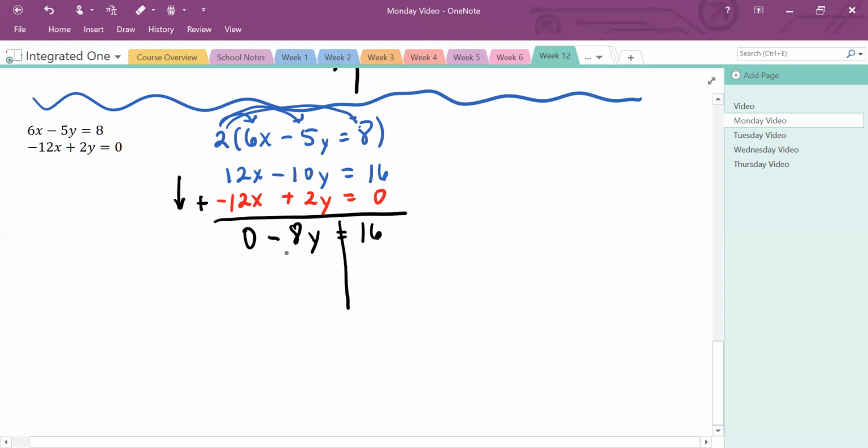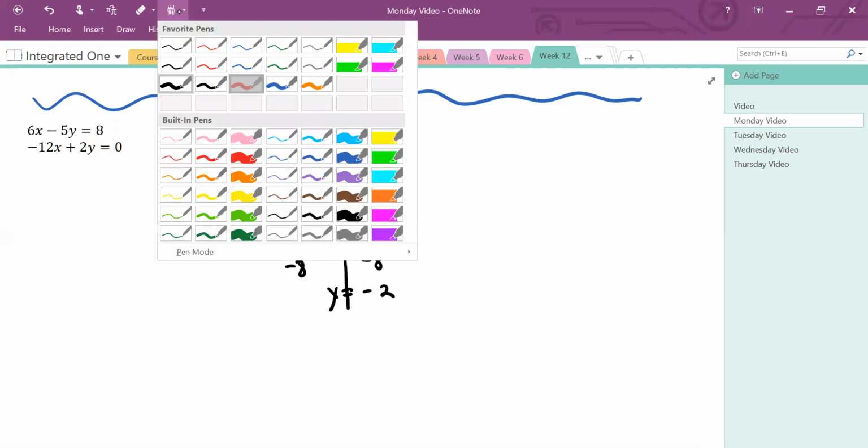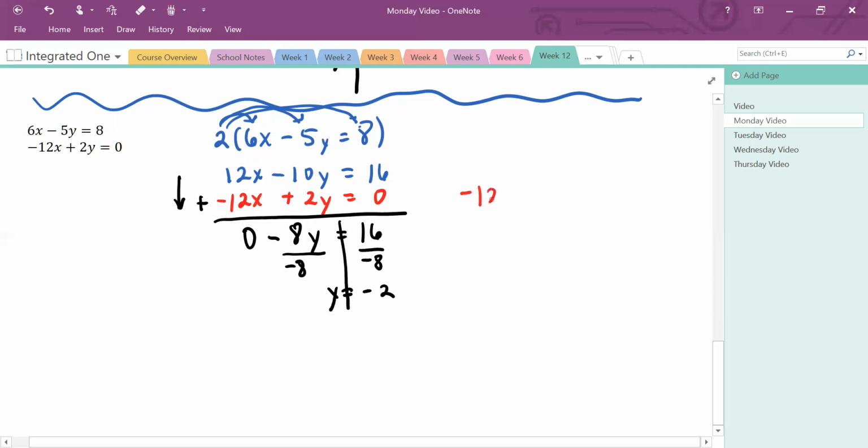Now I'm going to solve for y. I'm going to divide by negative 8 on both sides. y is equal to negative 2. Now that I have my y value, it doesn't really matter, so I'm just going to pick the bottom one this time. Let's look at the bottom equation and solve for x.